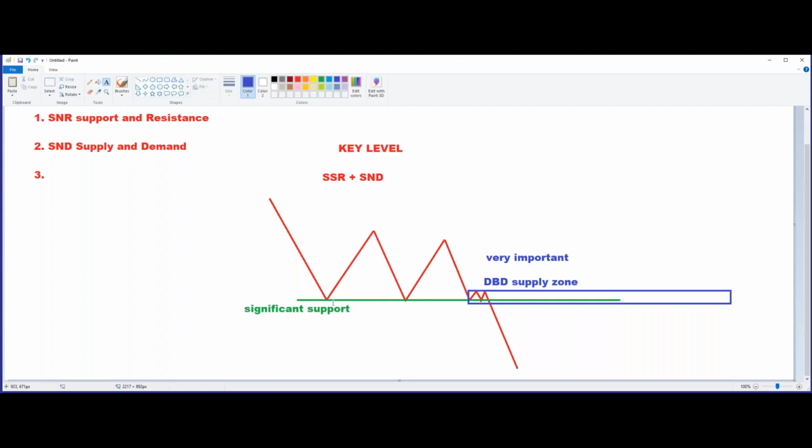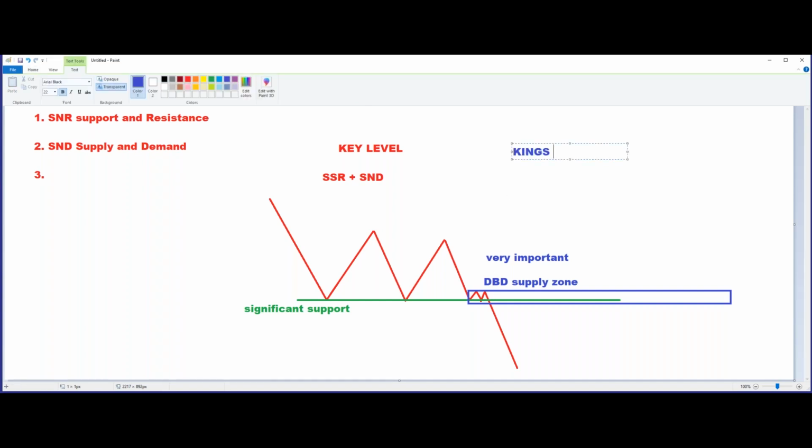Do you understand? Price tried to break something over here. It doesn't work the first time, second time, third time, but the fourth time it breaks. So this drop base drop is a decision point which breaks the significant support. So this is the zone that we are looking for in the chart, not any other zone. We call it king. What is king? King is a drop base drop that breaks support.